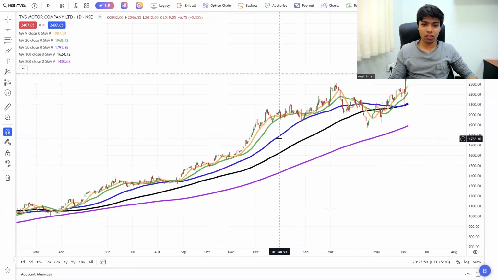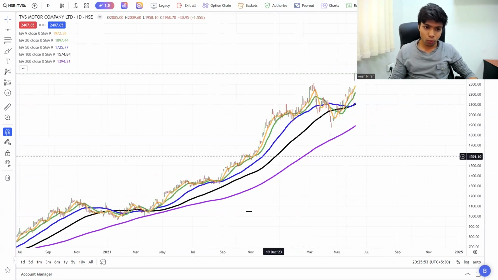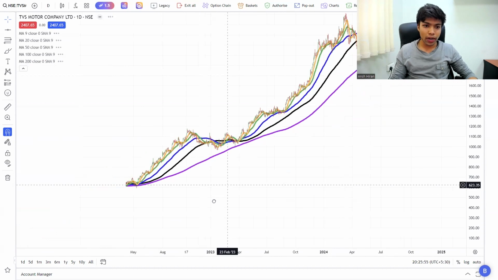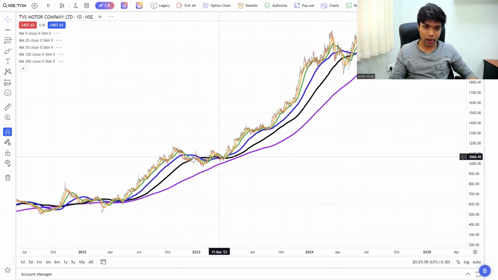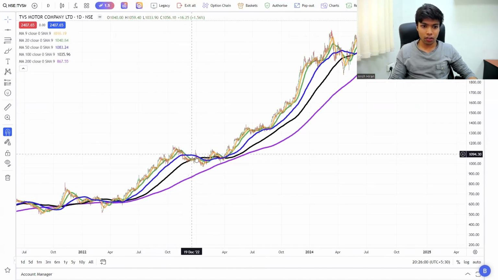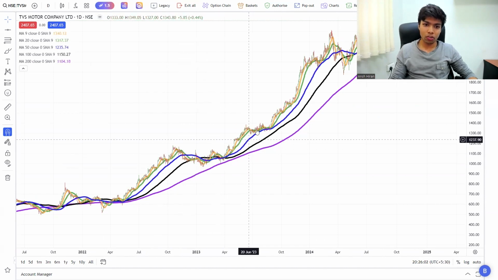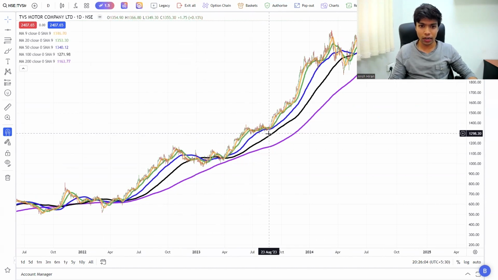The blue one that you see, which is the 50 moving average, is responsive, but it is responding to a bigger trend. Like if the trend is going up, it's going up. If the trend is going down, it's going down. There are some fluctuations, it is turning a little bit.